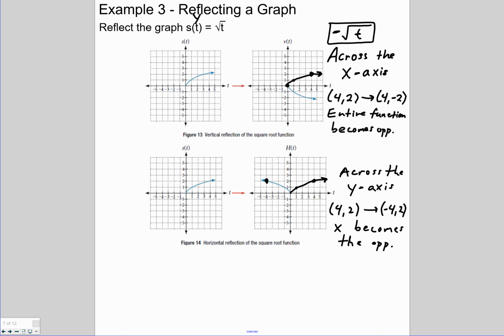That means I'm going to have the square root, and instead of having the negative out in front, where is the negative going to go? Inside with the x. In this case, it's t, but with the x. That is a horizontal reflection. Now would be the time to ask questions if you're confused.